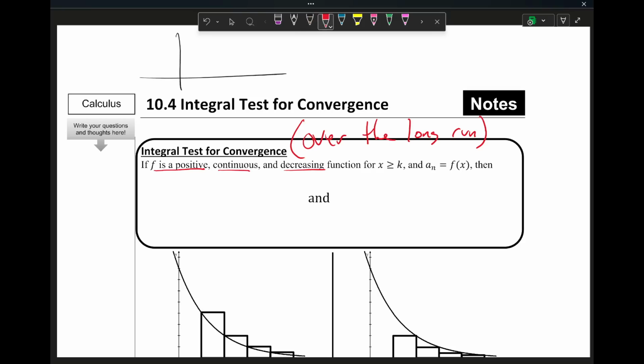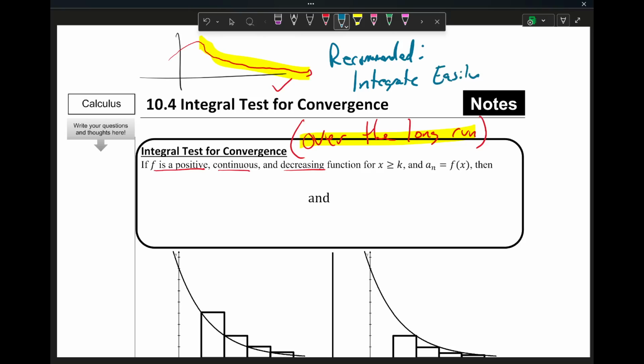Because if a function is positive, continuous, but increasing at first, but over the long run it's decreasing, positive, and always continuous, that's still okay. Over the long run. And then the second thing, these are the requirements, but what's heavily recommended is that you can integrate it easily. That's not a requirement, but in this method we're going to have to do some integration. So if it's not something you can integrate easily, it's probably not this test.